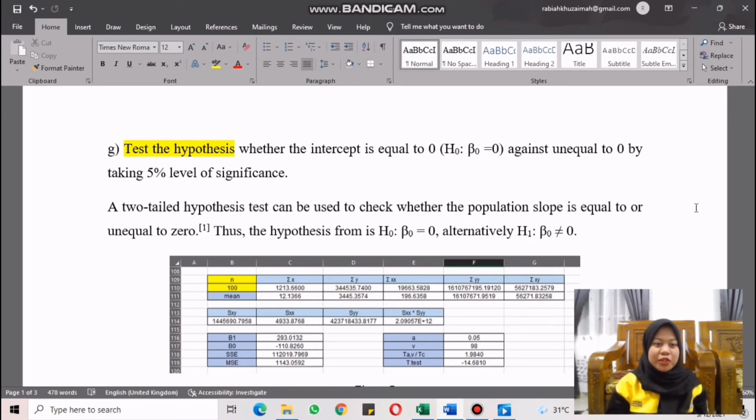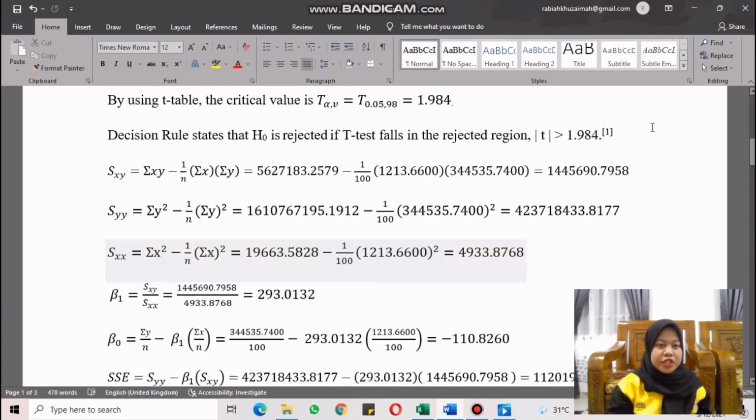Today I would like to explain question G, H, and I. In question G, it asks us to test the hypothesis whether the intercept is equal to 0 against unequal to 0 by taking a 5% level of significance. In this case, we are using a two-tailed hypothesis test because the question asks about 0. By using the t-table, the critical value is 1.984. And the decision rule states that H0 will be rejected if the t-test falls in the rejection region, which is modulus t larger than 1.984.